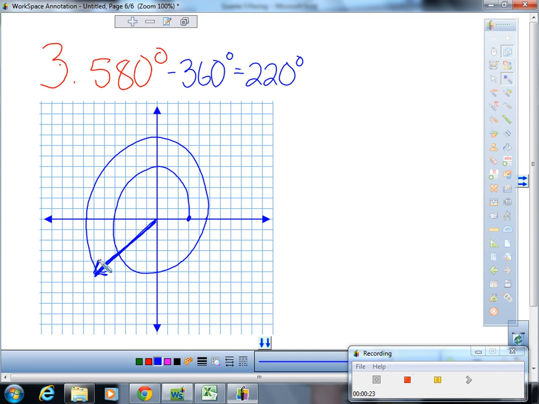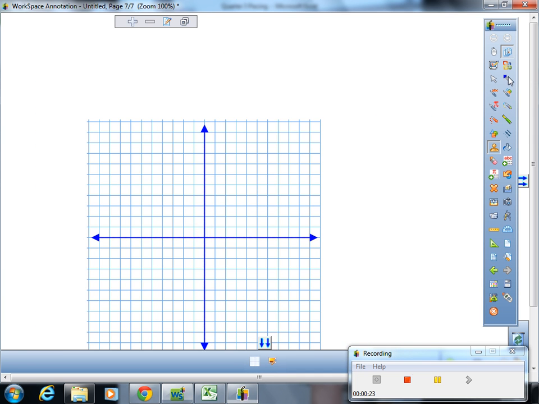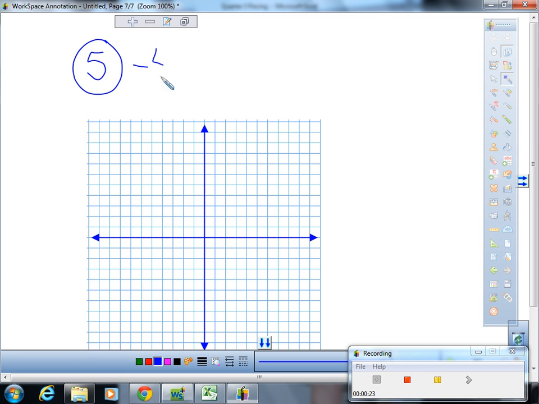So we'll also do number 5. I'll do this on a separate graph. Let's just get a new page. And we choose to do number 5 because now it's a large negative number. Negative 450 degrees.